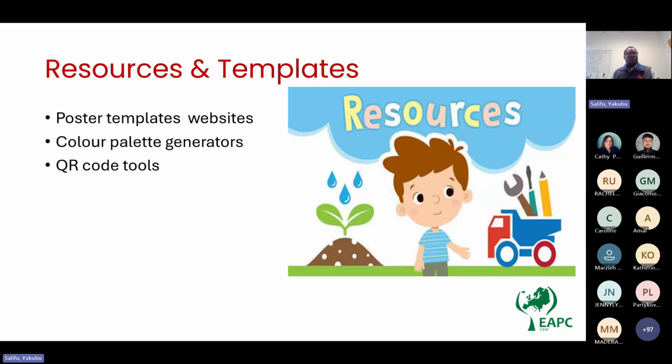And now there are some templates from some websites that can help you. You can get a poster template, in terms of the layout, the design, and you modify it. And I find that very useful as well. And there are some color palette generators that can also help you to know which color works with which text. And of course, there are a number of QR code tools available that you can generate so that people can scan your work and have access to your poster and read it in their own time.